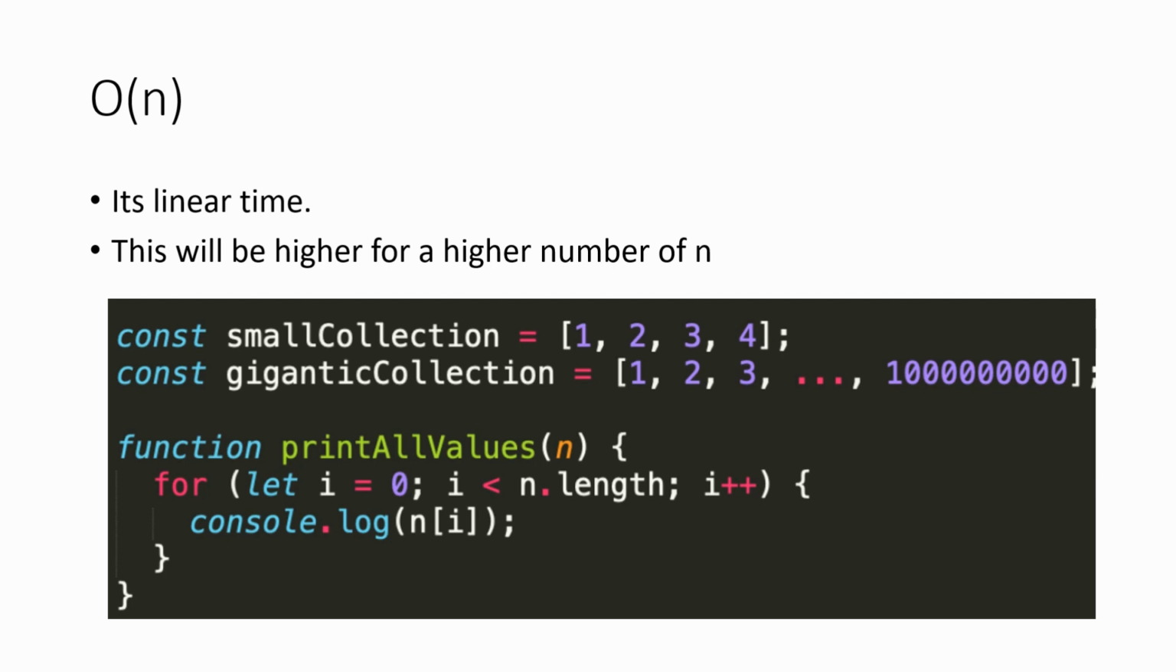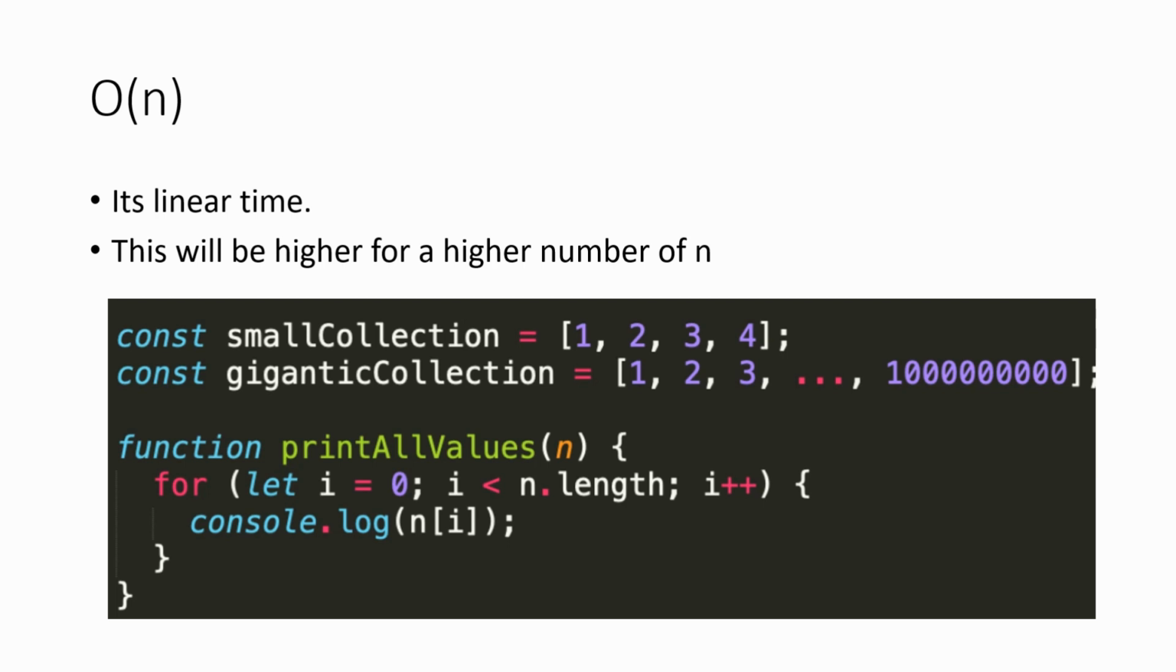O of n. Now remember the book reading example that I was talking about? How it changes as the number n grows. So O of n is just linear, okay? If it's one value, it's one. If it's 100 value, it's 100, if it's a million, it's a million. So it's gonna grow based on that number n.